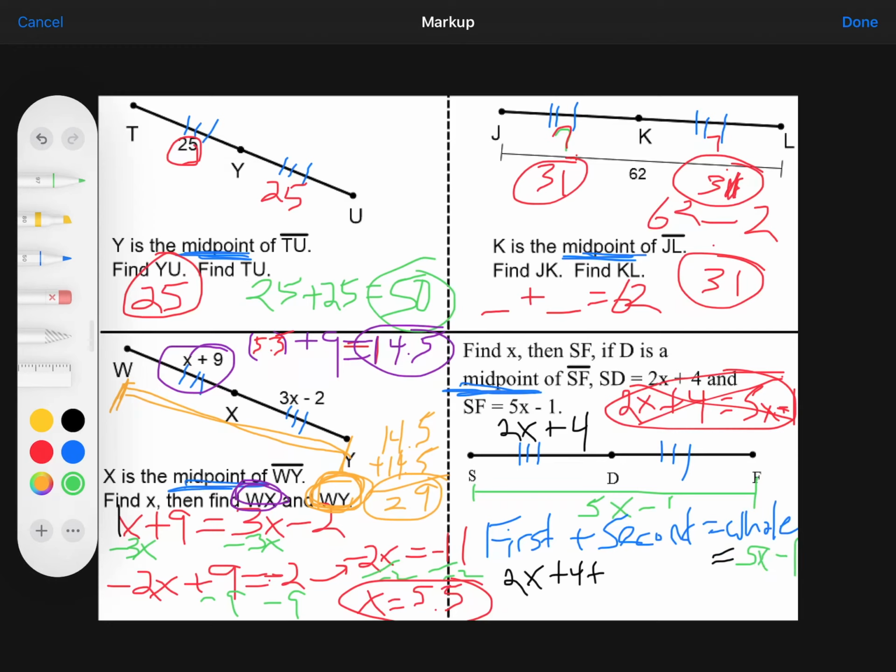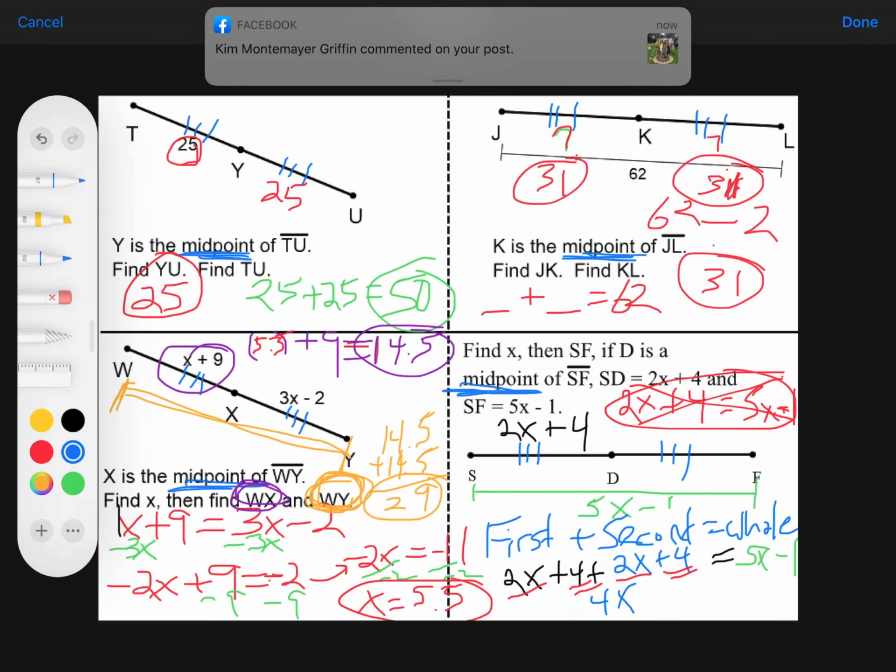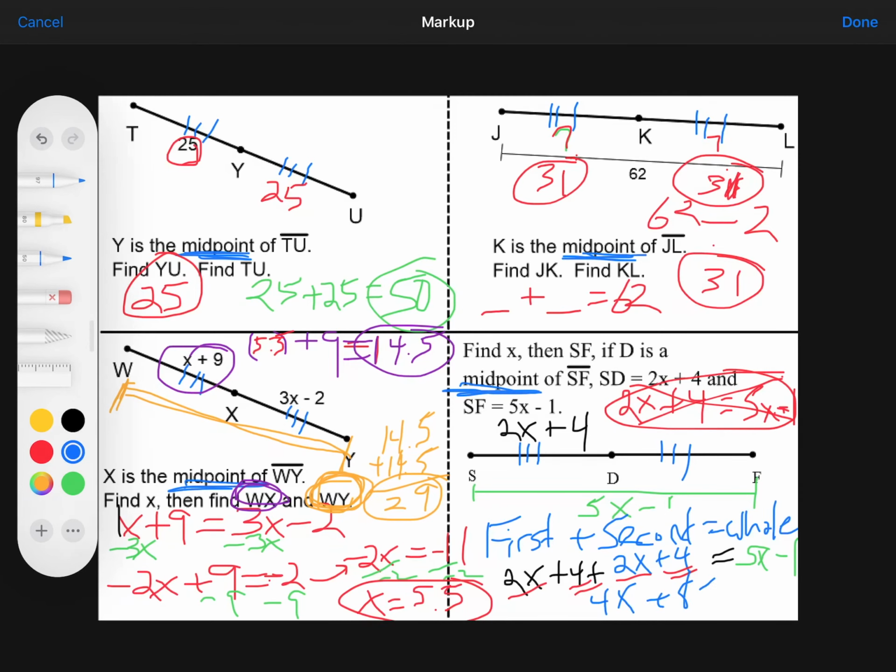So the only thing that's challenging on this midpoint problem, different than the ones we did last week, is what's the second part? And because it's a midpoint problem, the second part is also 2x plus 4. 2x plus 4 plus another 2x plus 4 equals 5x minus 1. I'm running out of room here, so I'm going to only partially complete this problem. 4x plus 8 equals 5x minus 1. You'd get an answer of x equals 9 if you solved it out. And then if you plugged it back into SF, it would come out to be 44. I'm just out of room on my page, so I'm going to stop right there.